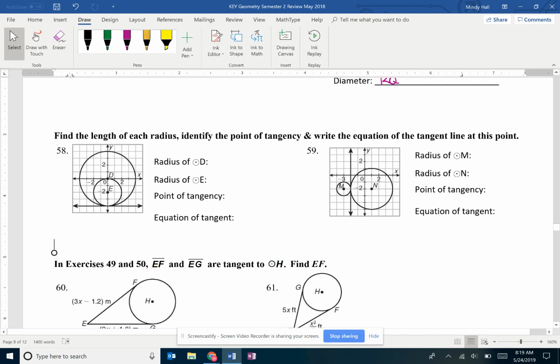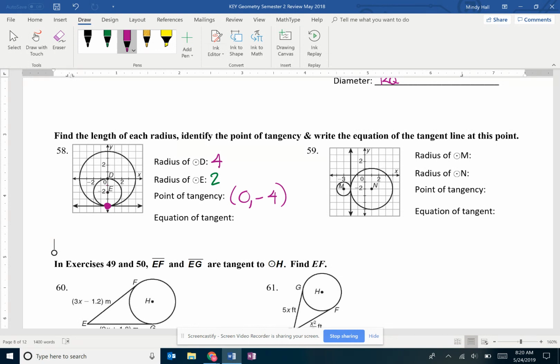So identifying radius and point of tangency and equation of tangent line. For radius of D, we start at our center point D and we count 1, 2, 3, 4. So our radius is 4. Then for E, we count from E, 1, 2. Our point of tangency is going to be where these circles intersect. So it's going to be this point right here, which my X value is 0 and my Y value is 1, 2, 3, -4.